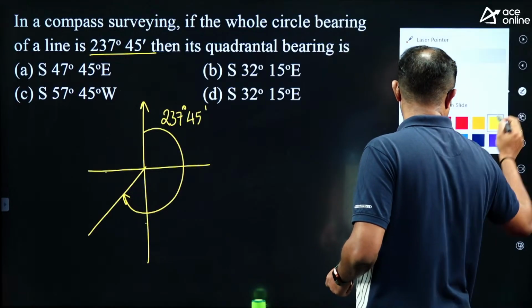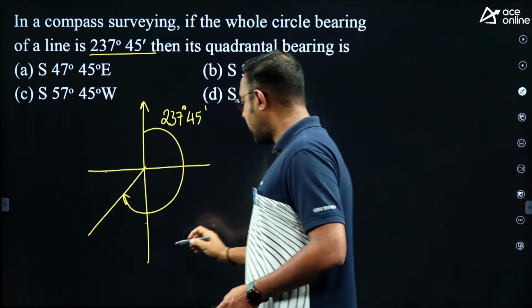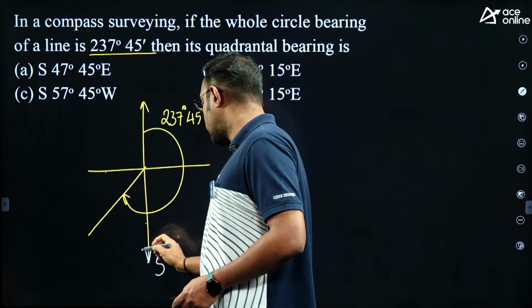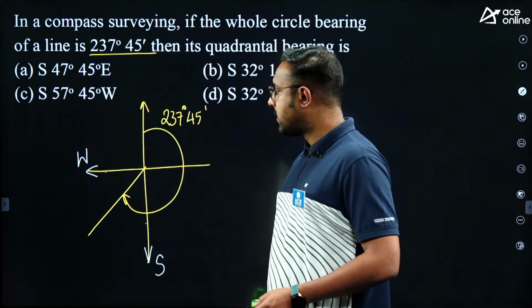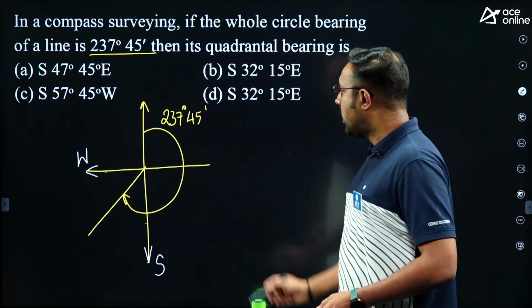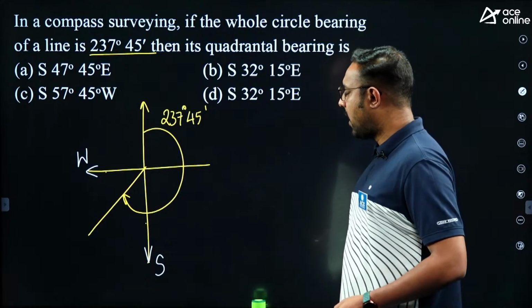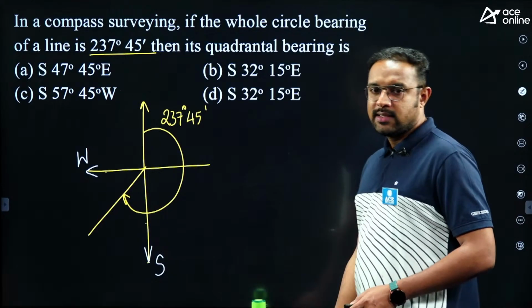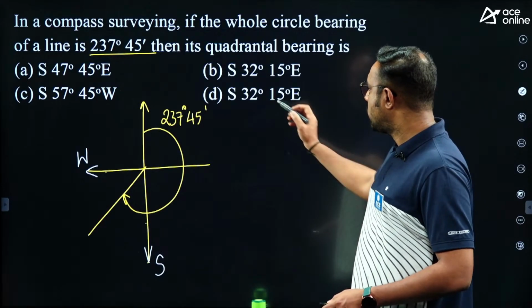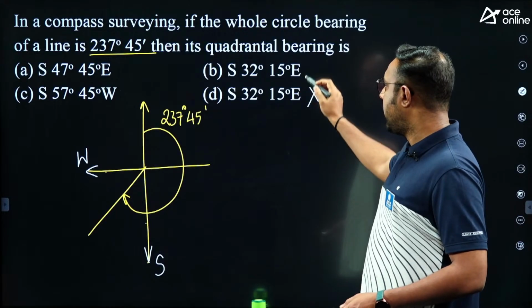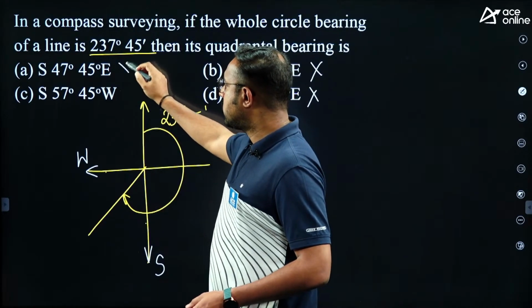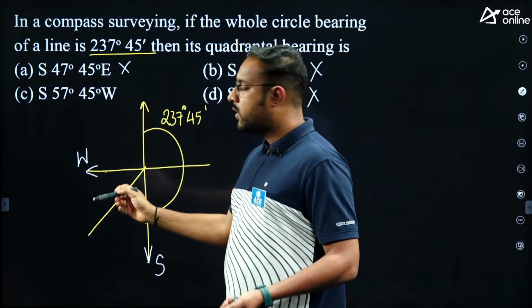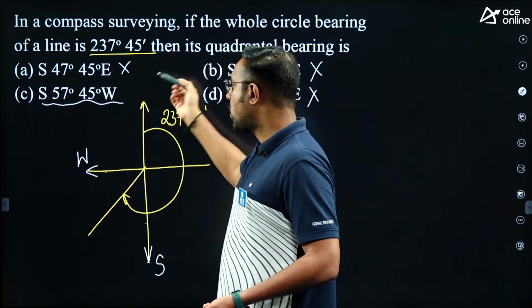So in the quadrantal bearings, where does it lie? It lies in the south and west, so it lies in the southwest quadrant. How many options are we having where the line is lying in the southwest? This is southeast, eliminated. This is also southeast, eliminated. This is also southeast, eliminated. The only option where we are having southwest is option C.